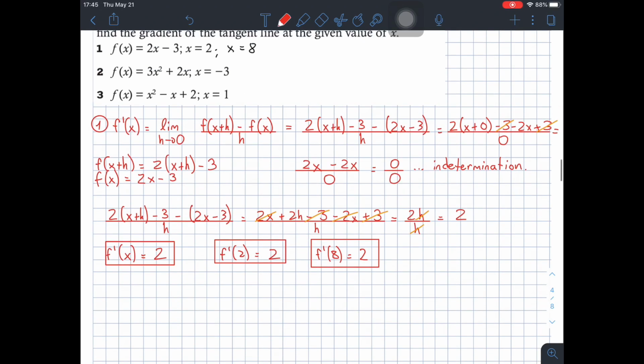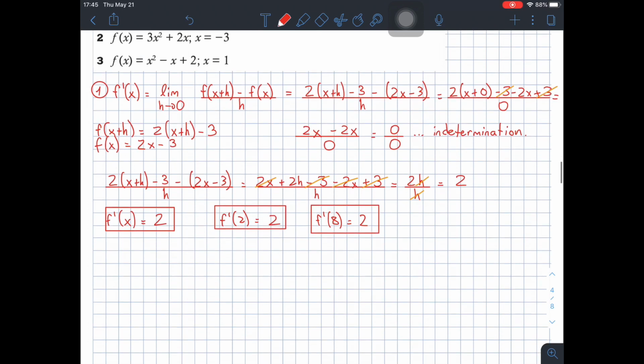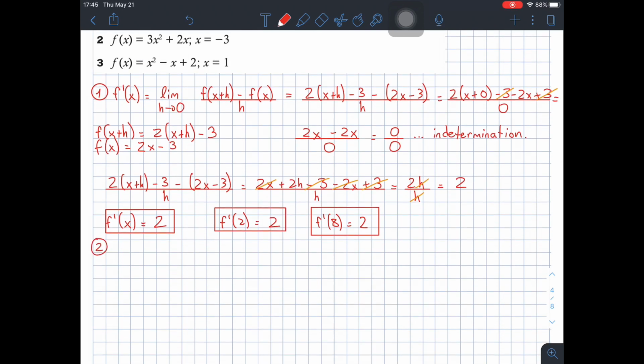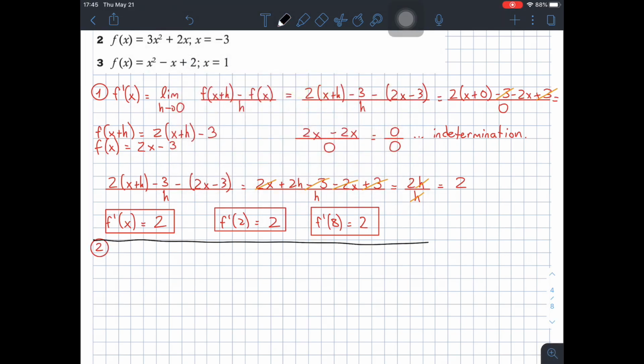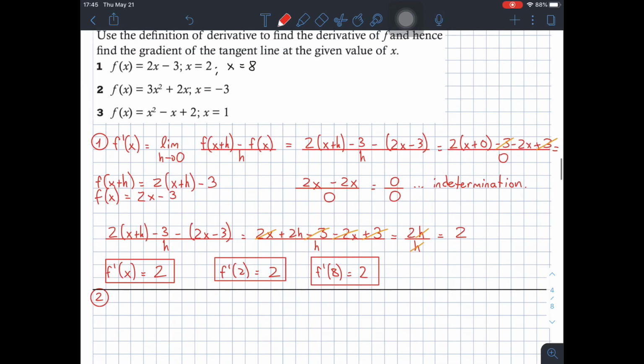So that's it for the first exercise. Let's go to the second one. Let me divide this just to avoid confusions. So for the second one, we're going to do the same thing, but now for this function, which, if you see, is a quadratic function, right?